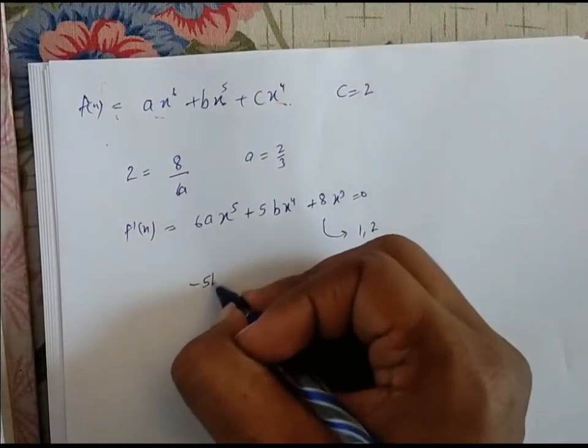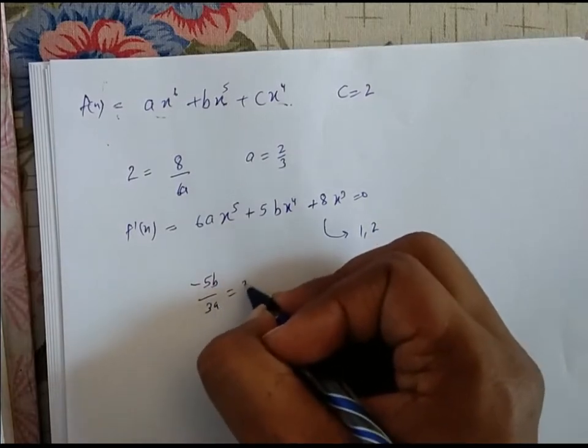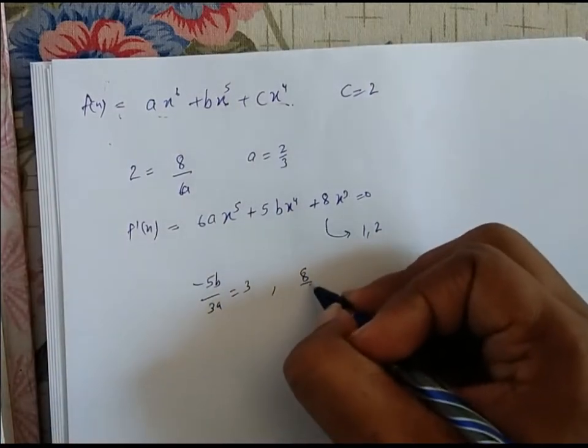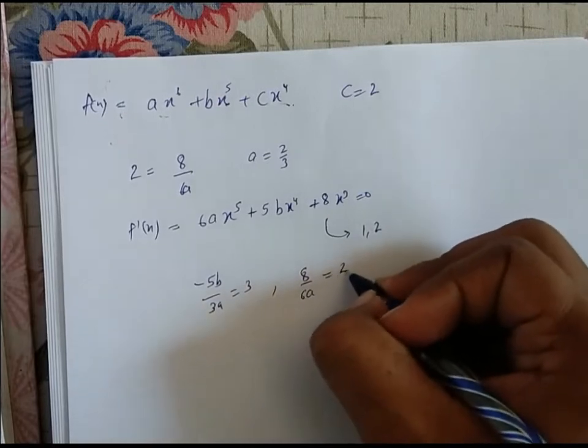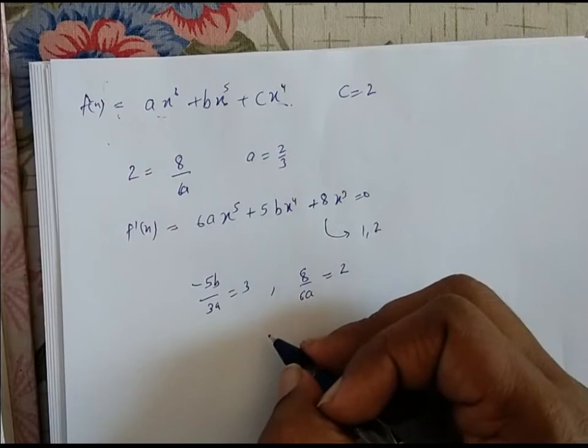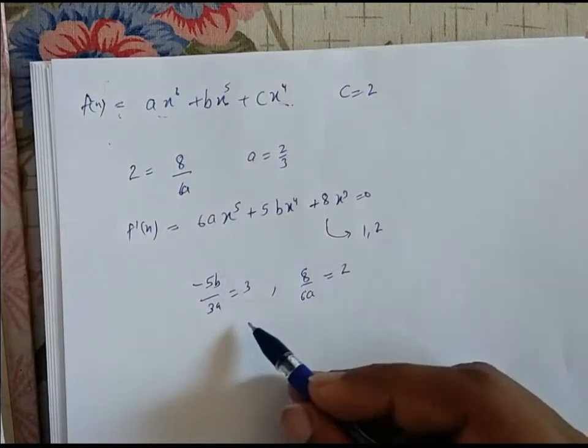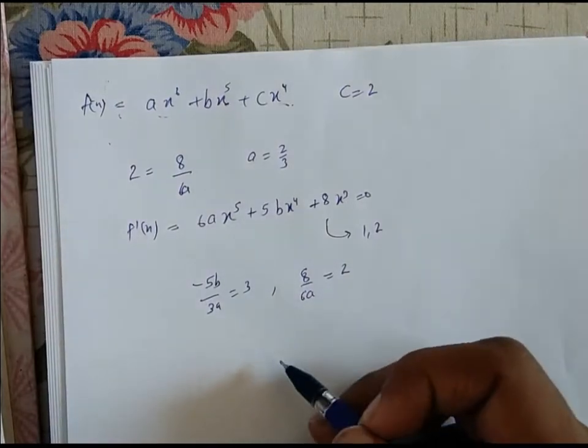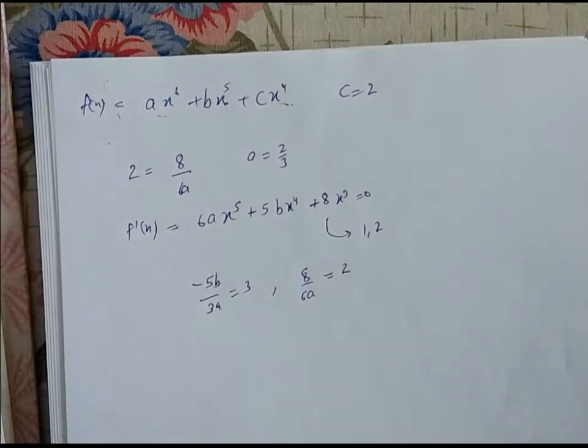So minus 5b by 3a is equal to 3 and 8 by 6a is equal to 2. Hence we can calculate the value of a and b from over here. Moving on to the next question, question number 27.